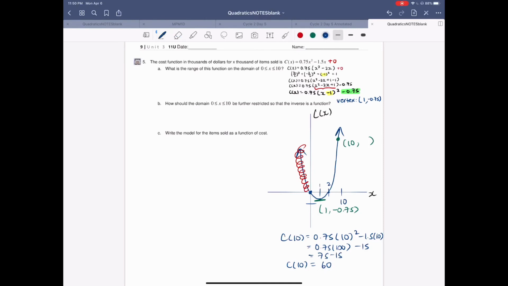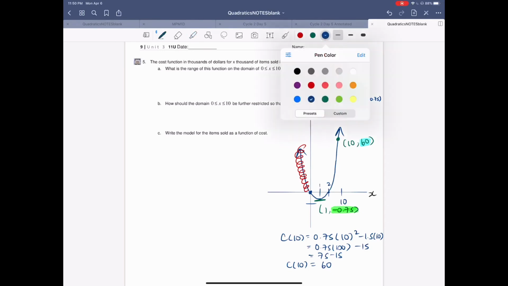Okay, so that means those are going to help me inform my range. I already used the highlighter to describe my optimal value, so we'll stick to that color. And then this is where my range ends. So I'm going to write my range down.